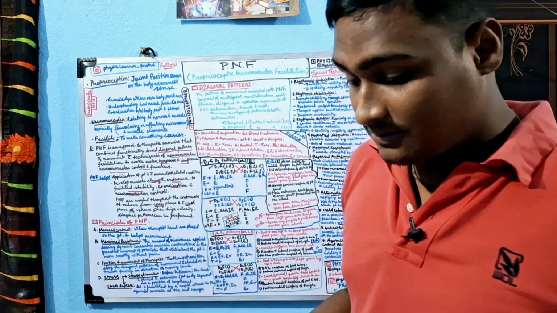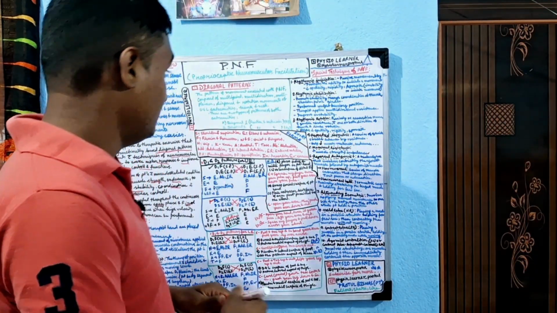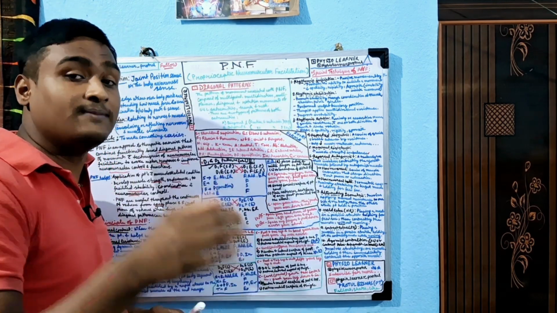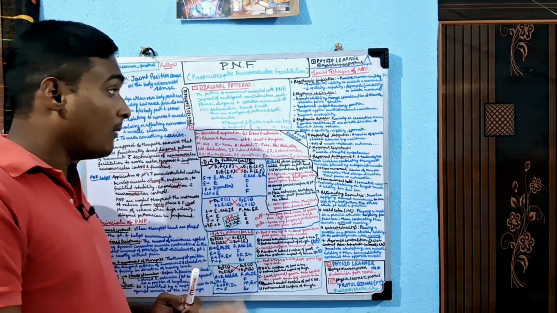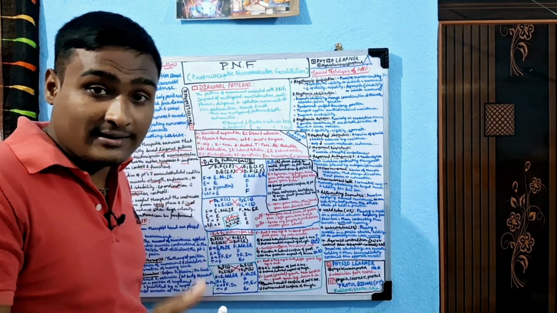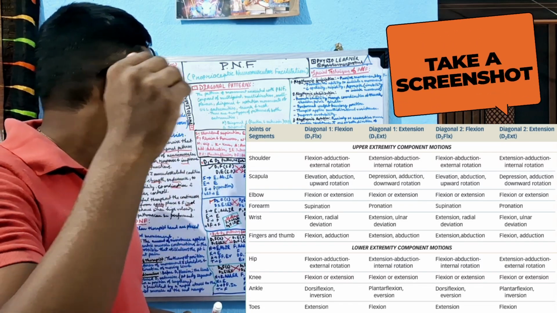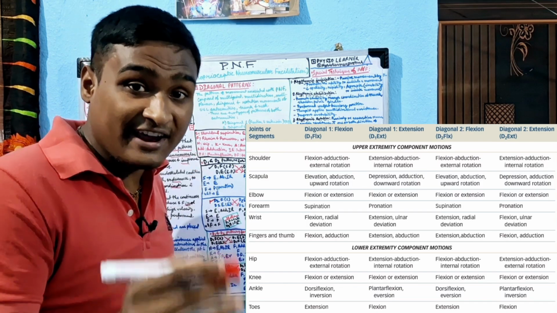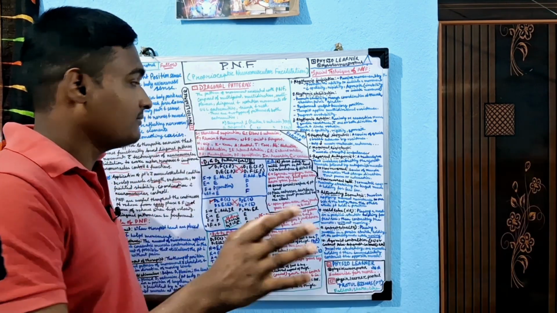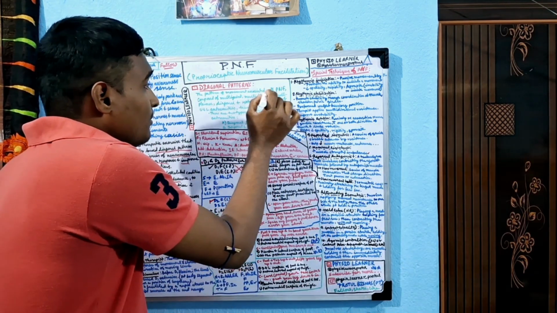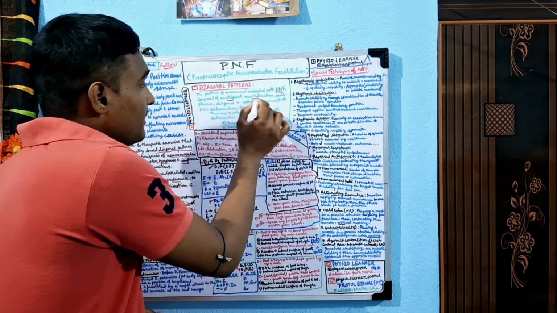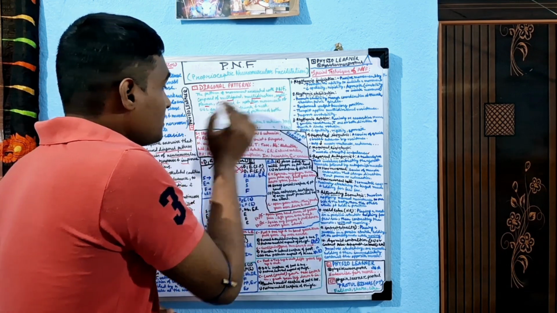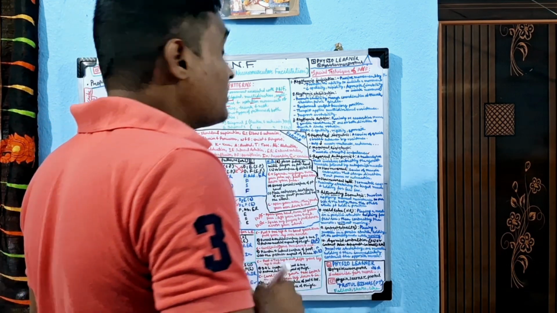Okay, what is the diagonal pattern? The PNF is mainly based on the diagonal pattern. Here you can see what the diagonal pattern is: the pattern of movement associated with PNF is composed of multi-joint, multi-directional, multi-planar, diagonal and rotational movements of the upper and lower extremity, head, neck and trunk.